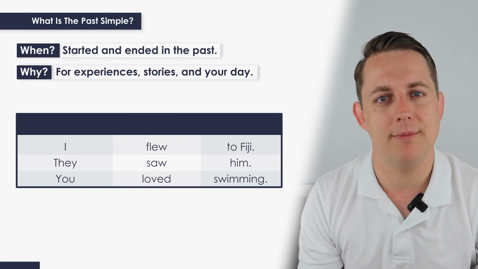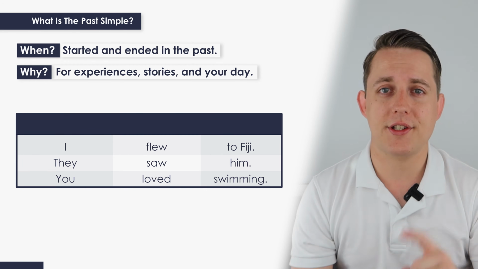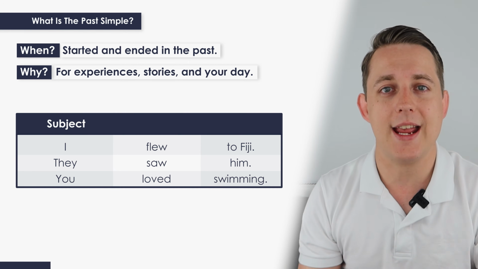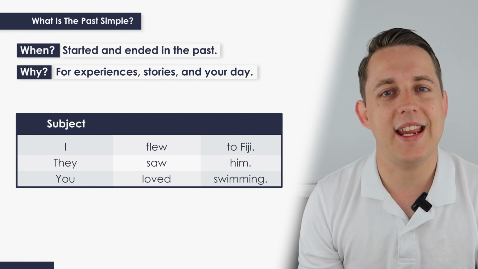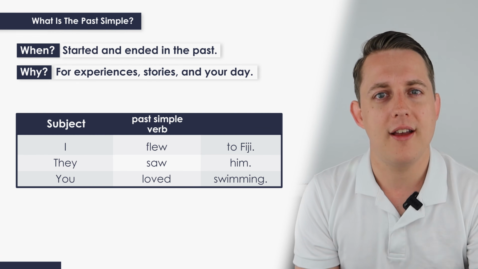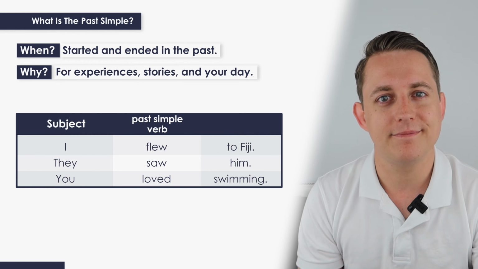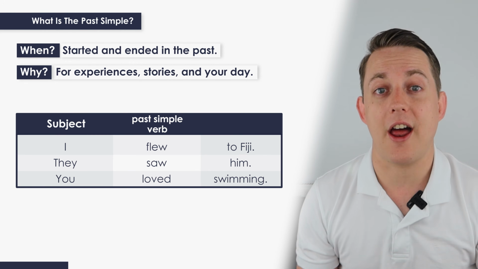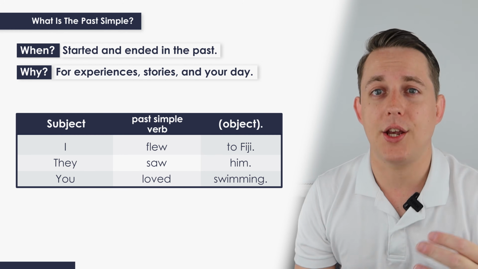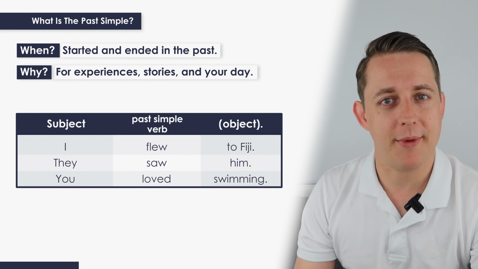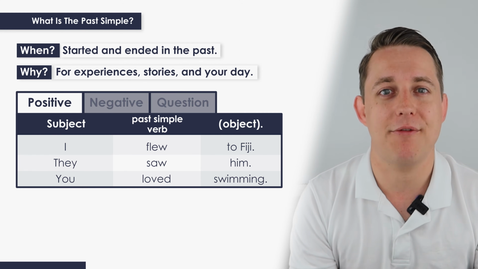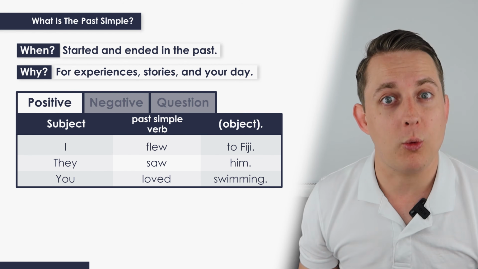And to make the past simple, you need three parts. First, you need a subject. That's I, they, you, the dog, the table. Next, we need a past simple verb, like flew, saw, and loved. Lastly, we usually add an object. That's the thing that the verb affects, like to Fiji, him, and swimming. These are really good past simple positive sentences, and they are the most normal way to make them.